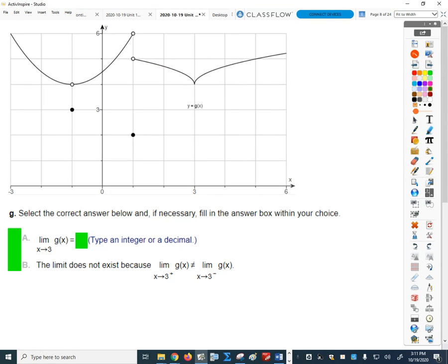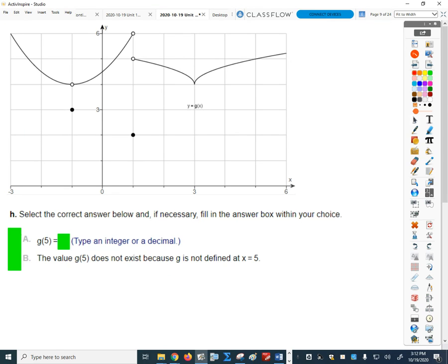What's the limit of g of x as x approaches 3? Well, as x approaches 3, the ants anticipate stepping on the actual value of the function right there, which is a value of 4 from both sides. And what is g of 5? Well, g of 5 looks to be, there's the point right there. G of 5 appears to be 5. The y value is 5.